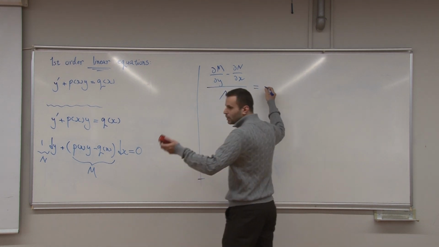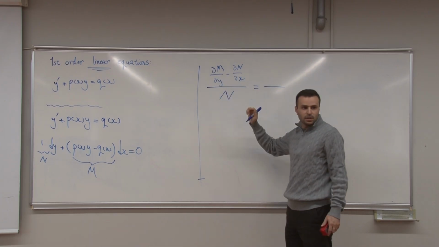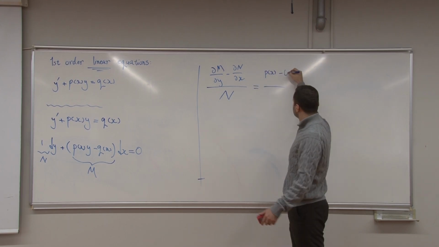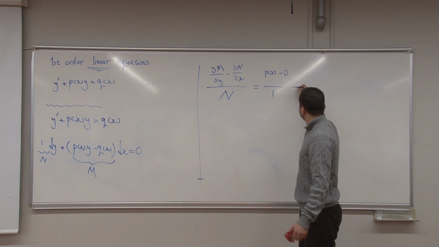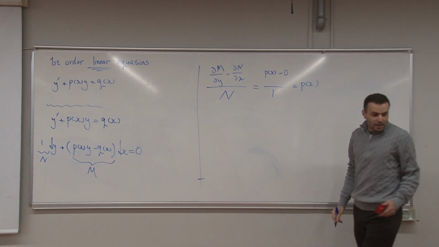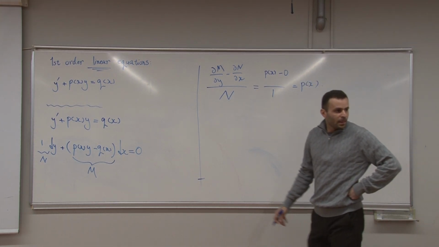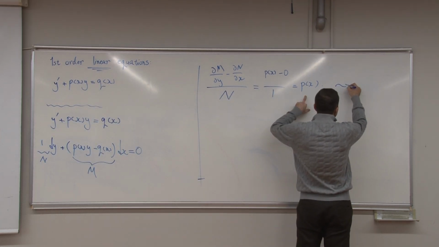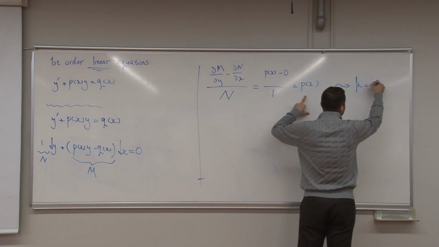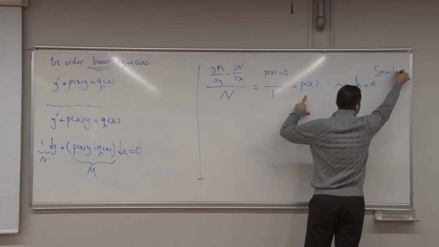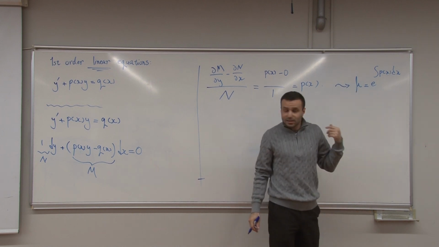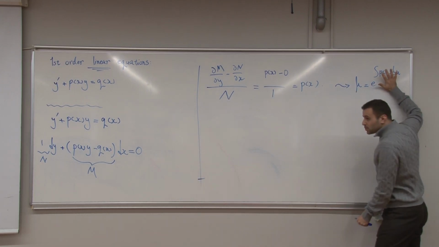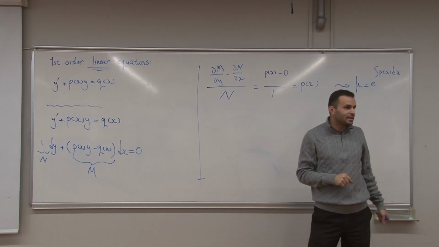Alright, thank you. Anyhow, no problem. What is this? We have calculated this as p of x minus 0, divided by n, which is 1. This is going to be p of x. Is this only a function of x or not? Yes, fortunately it is only a function of x. What is the meaning of this? This means that our mu is equal to e to the power of the integral of p of x dx. What is the meaning of that? It means that if we multiply our equation with this expression, then we are going to have an exact equation, okay?